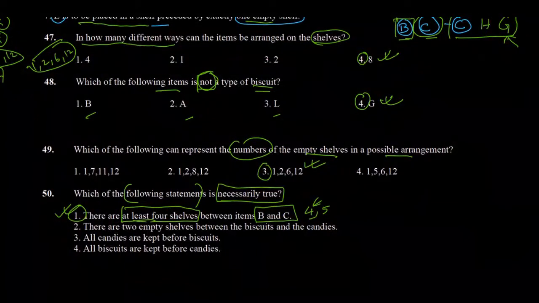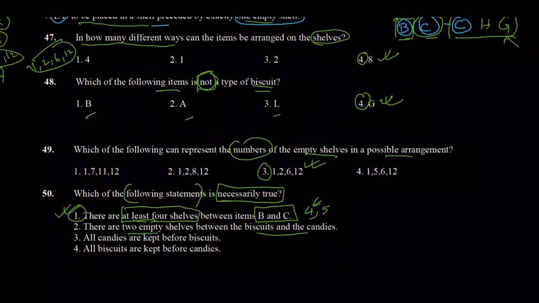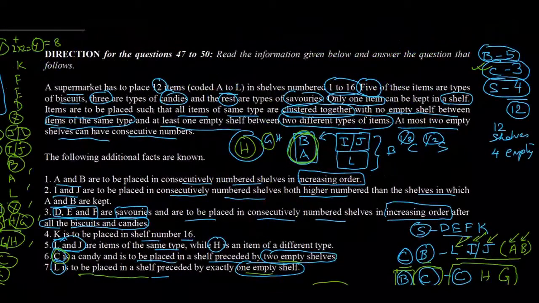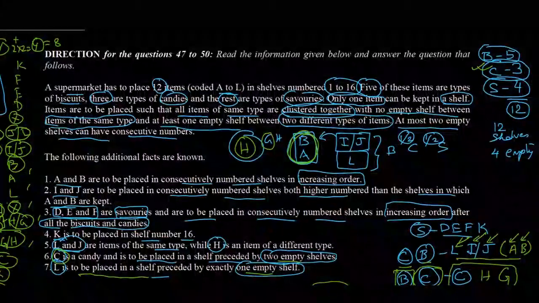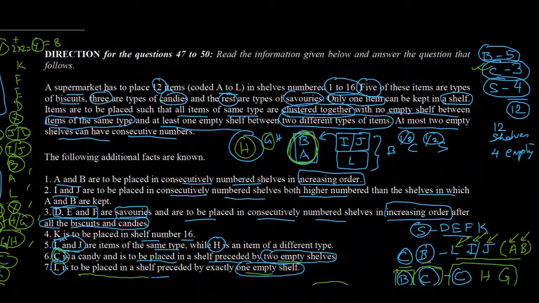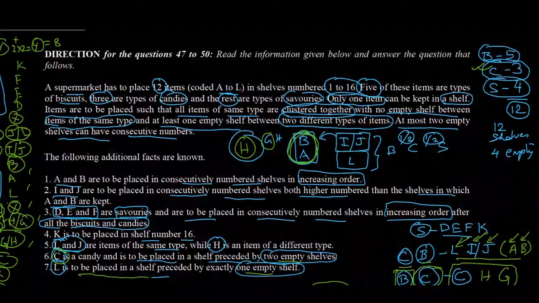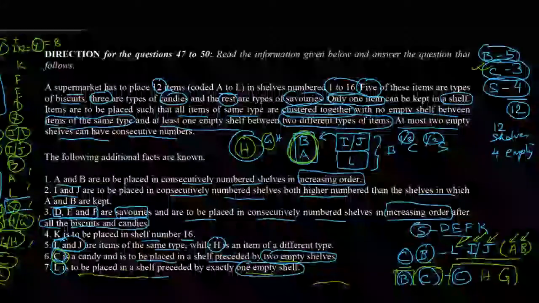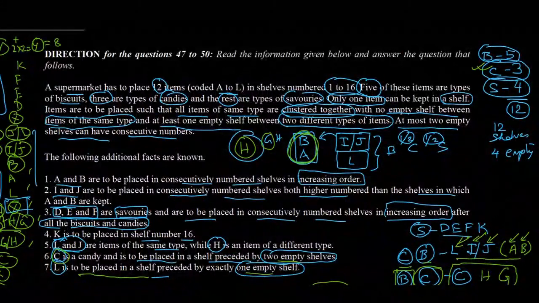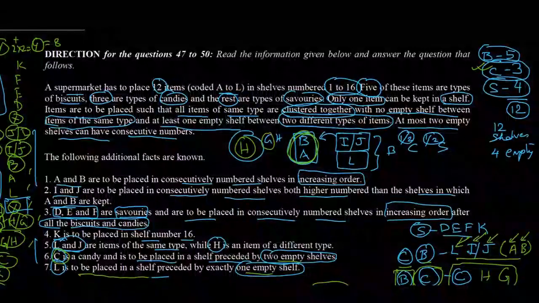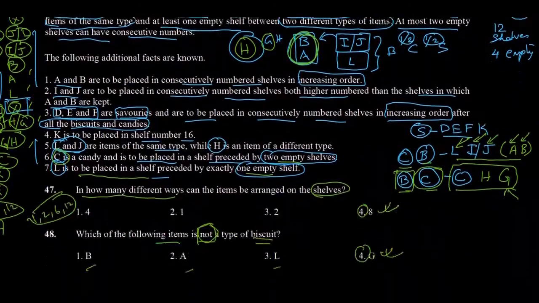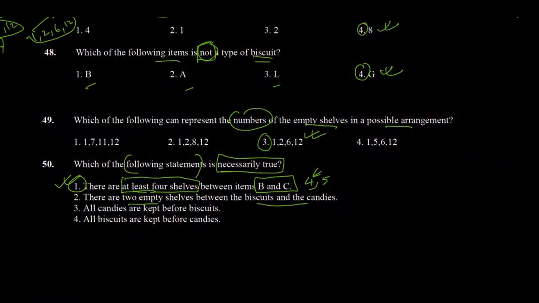The next one says there are 2 empty shelves between the biscuits and the candies. So it is not true in both cases. In case 1, yes, we can see there are 2 empty shelves between the biscuits and the candies. But in case 2, there is only 1 empty shelf between the biscuits and the candies. So it is not always true that there will be 2 empty shelves between biscuits and candies. So it is not necessarily true. It is true only in one case. So this is not correct.